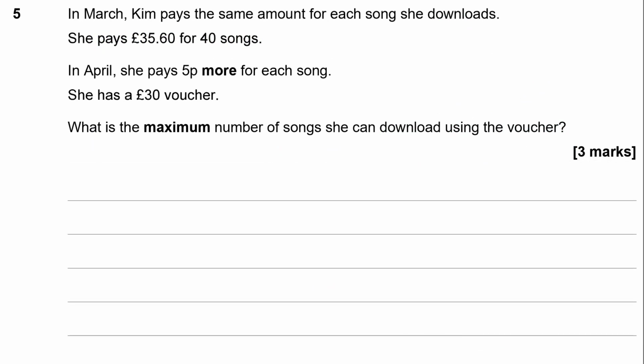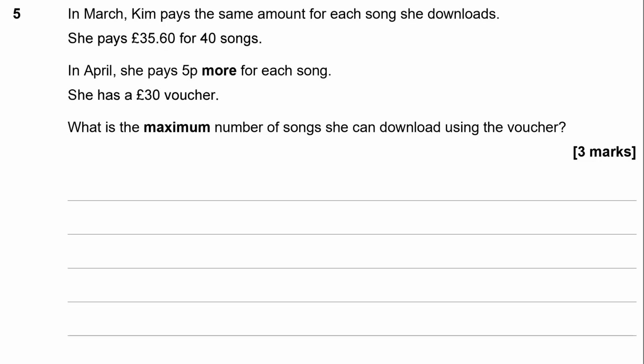Question 15. In March, Kim pays the same amount for each song she downloads. She pays £35.60 for 40 songs. In April, she pays 5p more for each song. She has a £30 voucher.